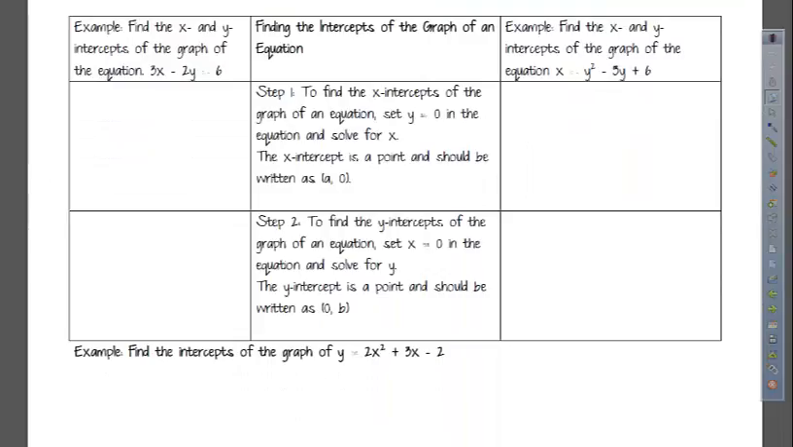Okay, so here we have a couple of examples. We want to find the x and y intercepts of the graph for the equation 3x minus 2y equals 6. We've already come up with a strategy for doing that. For the x-intercept, we set y equal to 0 and solve. Don't forget to write it as a point. And then same thing here for the y-intercept. We're going to let x equal 0 and solve.